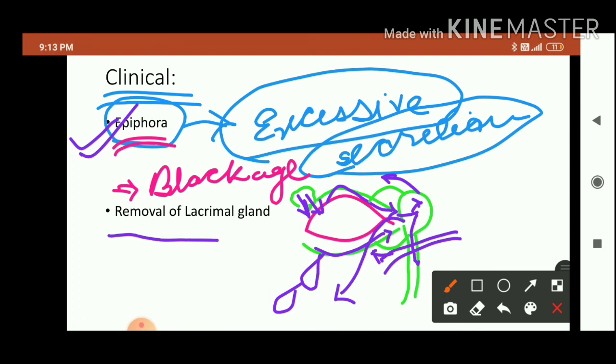Now, what will happen if there is removal of the lacrimal gland? This is the second clinical scenario: if we remove the lacrimal gland, we already said the lacrimal gland is responsible for two functions. First, to moisten our conjunctiva, and second, to produce the tears. Now, if the lacrimal gland is removed, then the accessory lacrimal glands will take over the function of moistening our conjunctiva. That is why even if you remove the lacrimal gland for some surgery, the conjunctiva will not be completely dried. Yes? Okay.